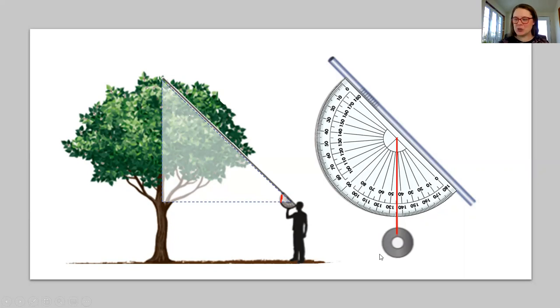And what you do, let's see if I can make this work. We're going to pretend this pen is my straw. What you want to do is look through the straw and tip it upwards until at the end of the straw, you see the tip of the object. So in this case, this individual is looking through and they just see the top of the tree. At that point, you measure the angle downwards from your string.